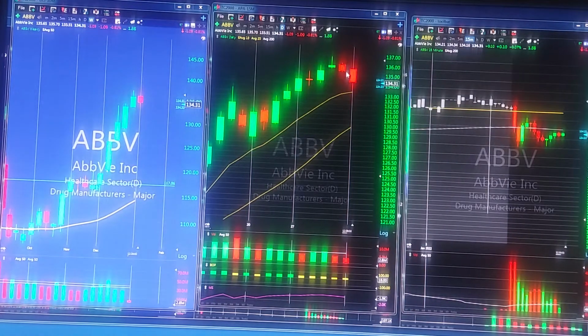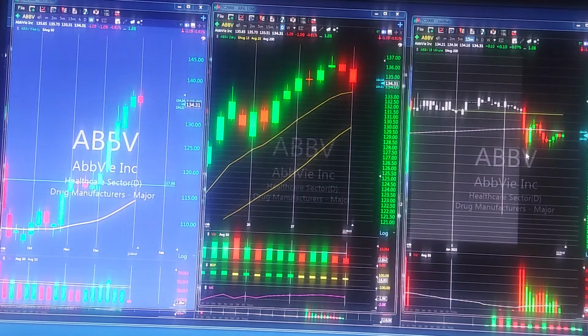Like AbbVie today, it's below the midpoint of yesterday, heading lower. Obviously, the first 15-minute bar headed down. So there's just nothing I'm interested in on this stock in terms of buying it today for me, because I look at it at the open.